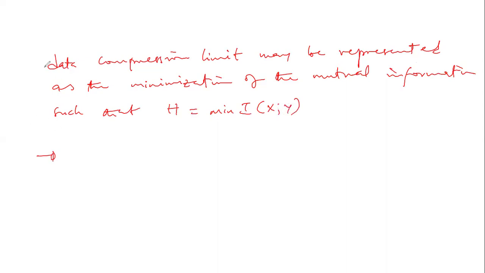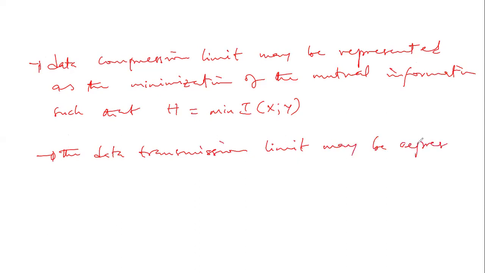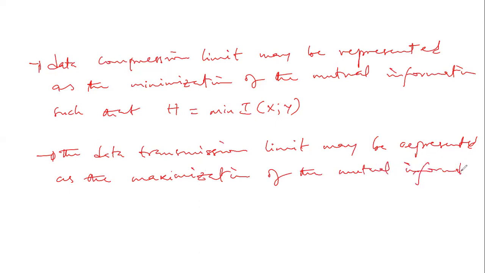And also, the data transmission limits may be represented as the maximization of the mutual information such that channel capacity is the same as the maximum value of the mutual information.